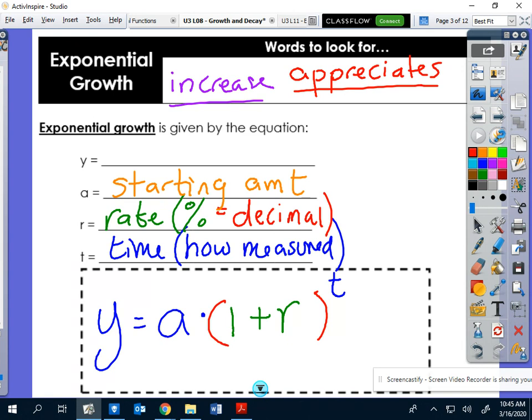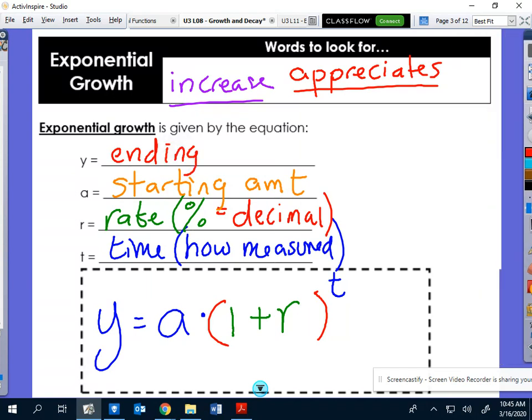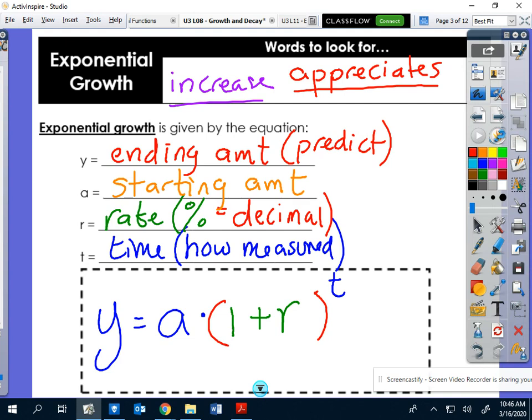And then the very last thing, obviously, Y is your final answer in a sense. Your Y is your ending amount, right? What you're actually looking for. That's the predicted amount. It's very often what we are predicting is going to happen. So in this case, we're saying, hey, how can we predict how many students we're going to have at Ardrey-Kell next year? So let's jump into an example.